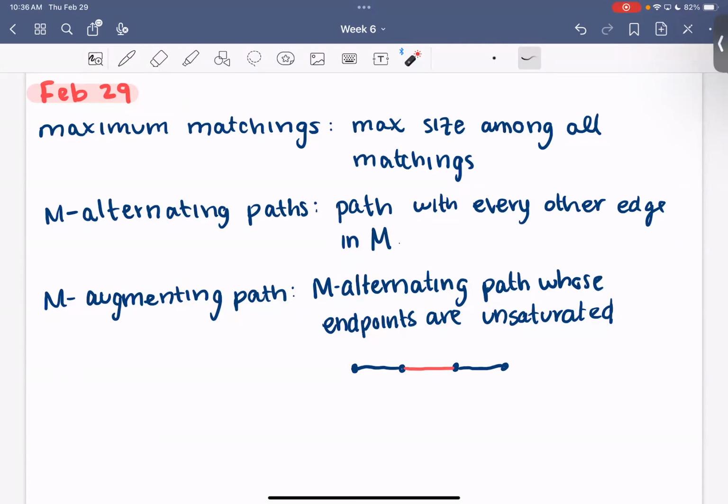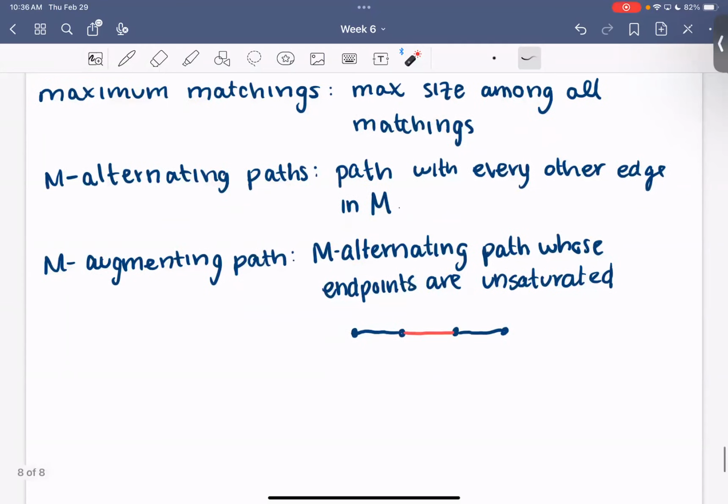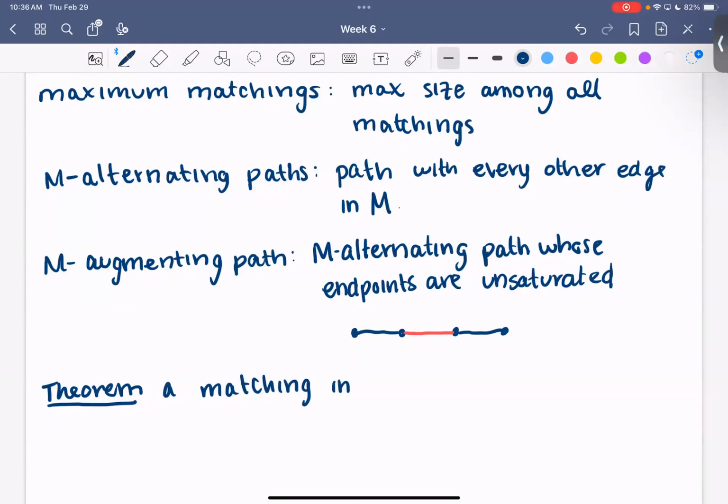Okay, so there's a theorem to this effect that I'll just state and not prove. The theorem says that a matching M in a graph is maximum if and only if there's no M augmenting path.